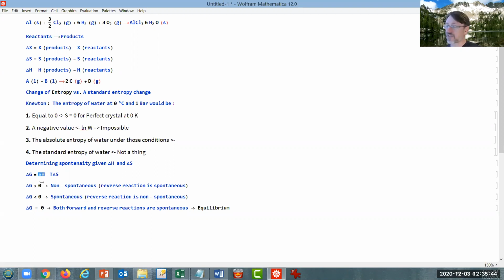If delta H is positive and delta S is negative, then this term and this term will both be positive always. And so the reaction can never be spontaneous, and the reverse reaction will be spontaneous.